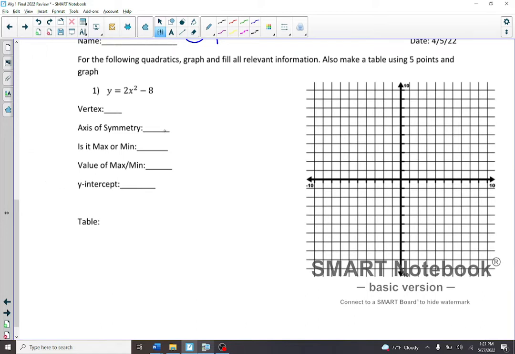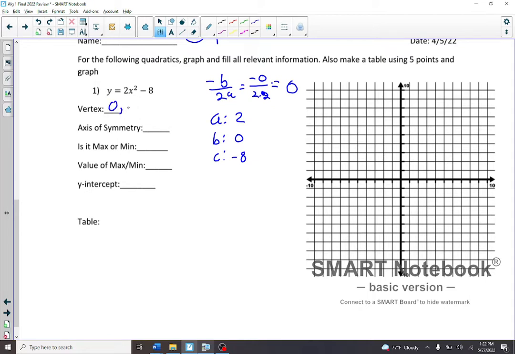All right, now we're going to do this one. For the following equations, fill in the information, also make a table of 5 points. So the vertex is negative b over 2a. Here we don't have a b value. Let me identify what A, B, C is. The A value here is 2, the B value here is 0, the C value is negative 8. Your vertex is always your negative b over 2a, which is negative 0 over 2 times 2. But it doesn't matter because that's going to be 0 at the end.